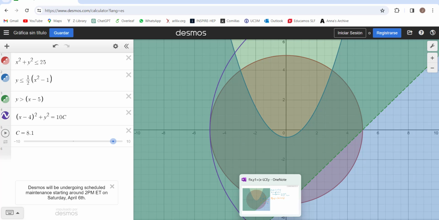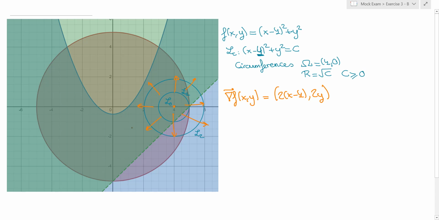You can reason it. I mean, you can see that the level curves in this case are growing circumferences from this point, so it's a circumference with bigger radius. I don't know how to draw this better. So at this point, what you have is the global maximum.